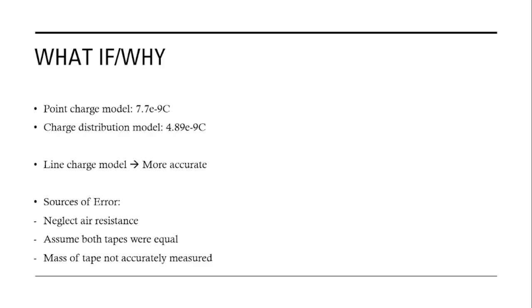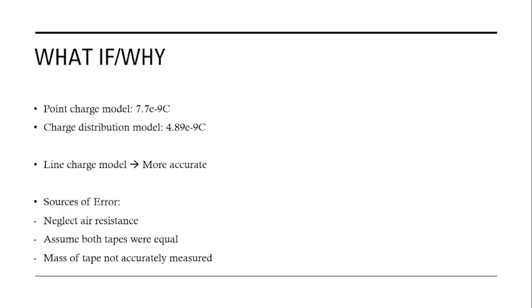The reason why these two values differ is because the line charge model is more accurate, and it's because of its precision. The more n's that you have, the more dq's, little point charges that you can represent the tape as, the more accurate of a q value you're going to get. While the charge distribution model is more accurate, both models contain possible sources of error.